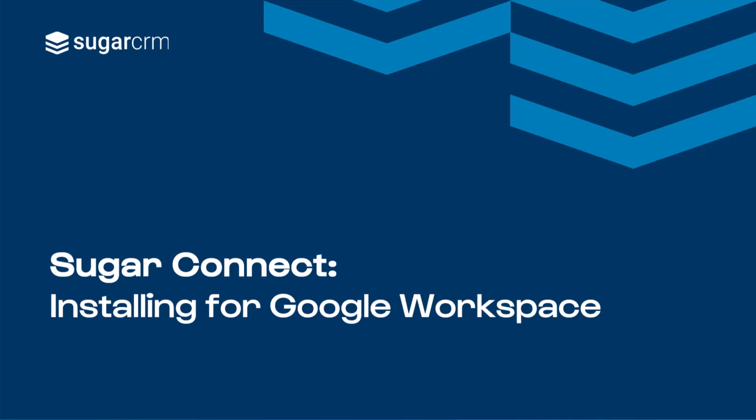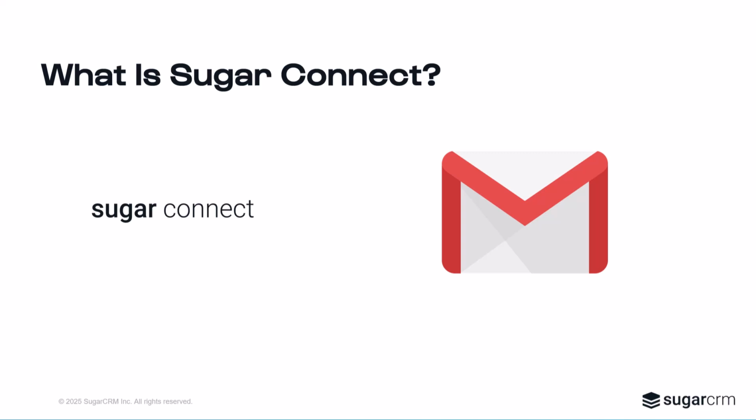In this video, you'll learn how to install and log into Sugar Connect, an email client add-in that enables you to work with your Sugar data directly from Gmail without leaving your inbox. Sugar Connect is included with new purchases of Sugar Sell Premier, Sell Advanced, and Enterprise Plus, and is also available as an add-on for Sugar Serve and Sugar Enterprise.